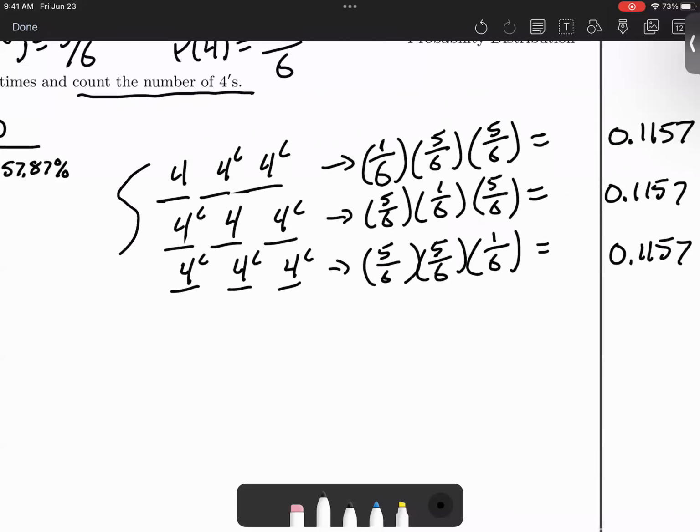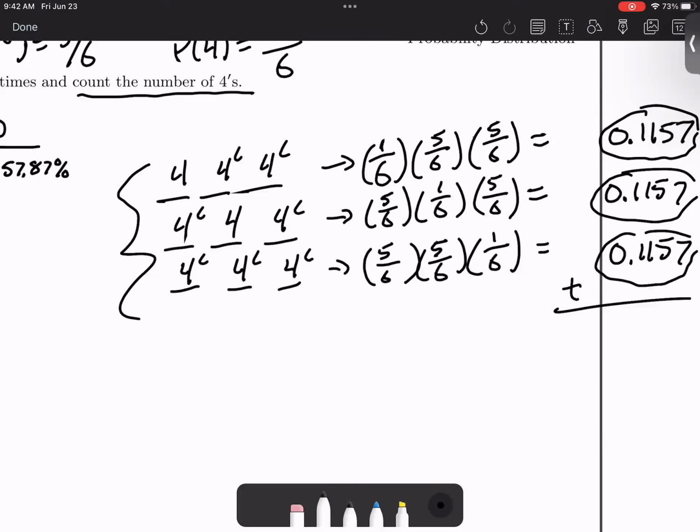So any of these three cases will satisfy the condition of rolling 1, 4. So that's a probability of a union, right? It could be this case, or this case, or this case. So there's three different ways to do that. 3 times 0.1157 gives us 0.3472.